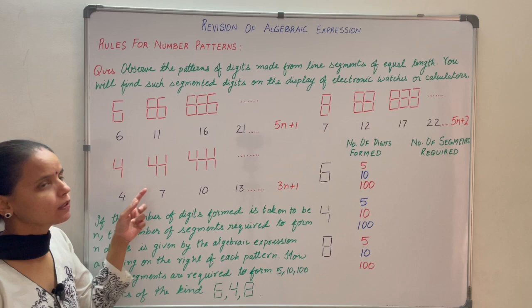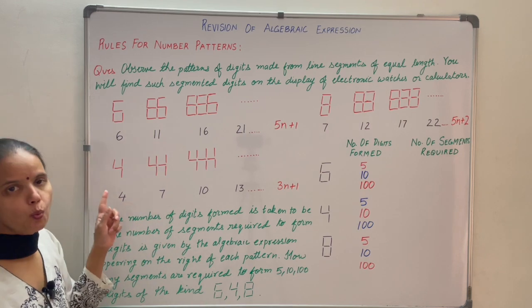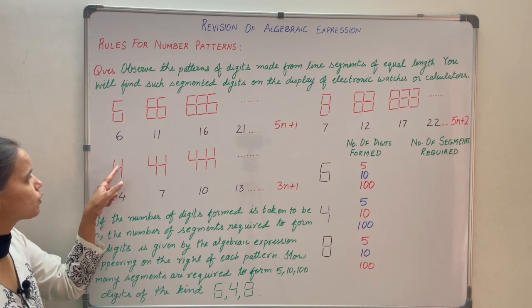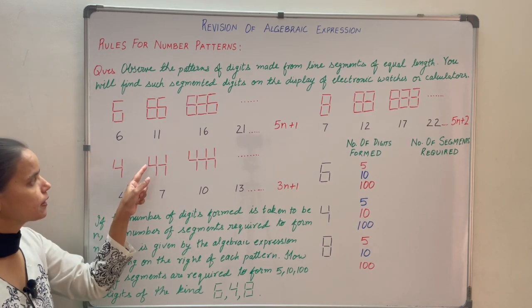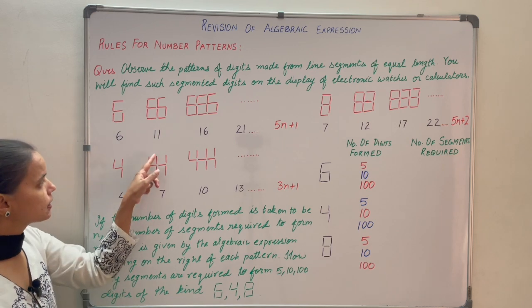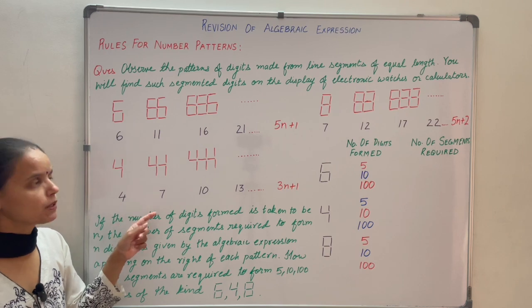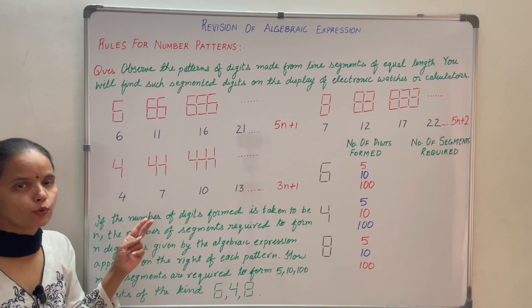So let us now observe this pattern. Here there is 1, 4. So how many line segments of equal length are needed? 1, 2, 3, 4. 4. Here when there are 2 fours, till here you counted 4, 5, 6, 7. So you need 7 line segments of equal length to form 2 fours.